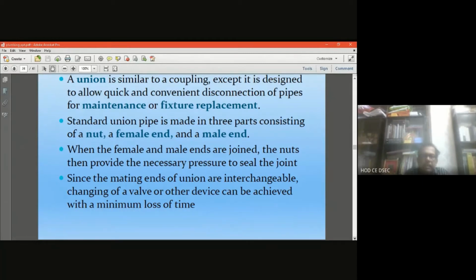Since the matching ends of the union are interchangeable, changing a valve or other device can be achieved with minimum loss of time. So it is a flexible operation. At any time, this joint can be disconnected.